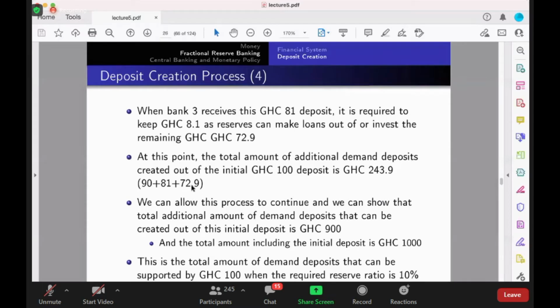Okay, 890 from the first commercial bank, 81 from the second one, 72.9 from the third one, and it continues like that. The most important thing is that there is a formula that can help us tell what will be the total amount of money that will be made from that particular deposit.